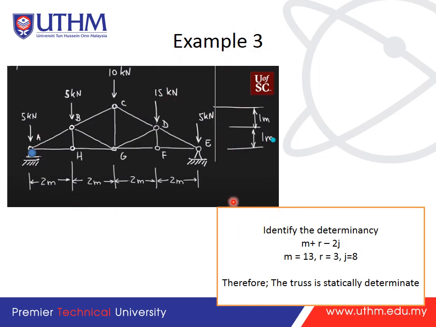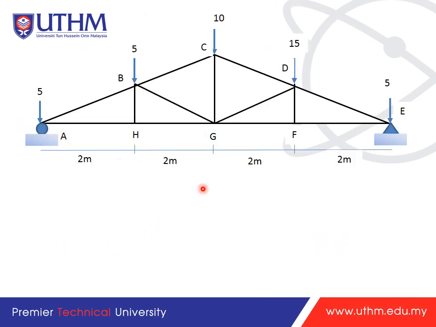Okay, I take these questions from YouTube, so we try to solve. So before we can start, we need to identify first the determinacy using m plus r minus 2j. So we know the truss is statically determinate. Okay, so we can check. So from here, we have pin and roller. This one you need to find the support reaction first. Okay, so we assume that one will be vertical direction, VA and VE.